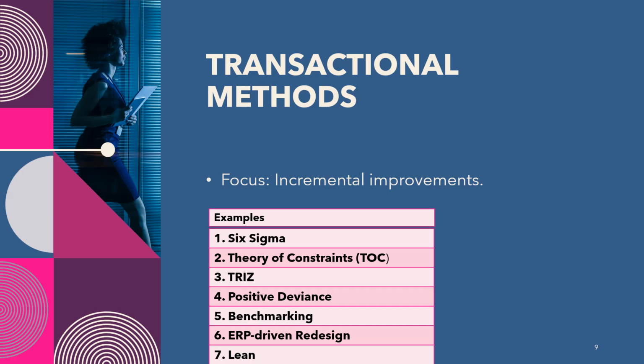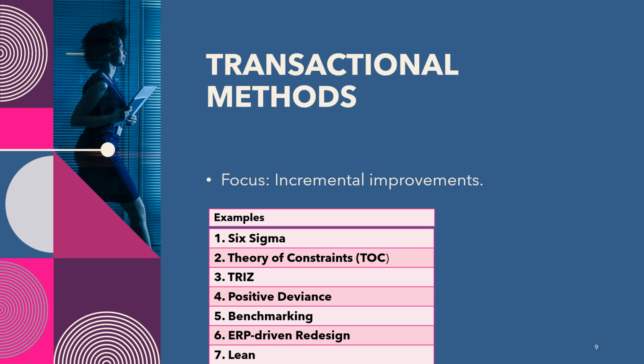Transactional methods. So what are transactional methods? These are the methods which focus on incremental improvements. For example, Six Sigma, theory of constraints, which is also known as TOC, TRIZ, positive deviance, benchmarking, ERP-driven redesign, and lean. So these are all examples of the transactional methods.